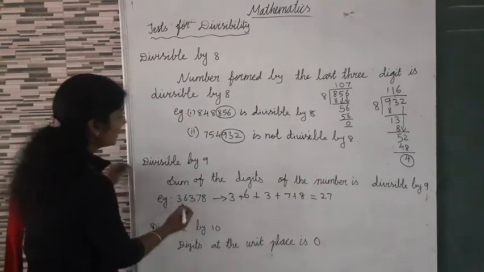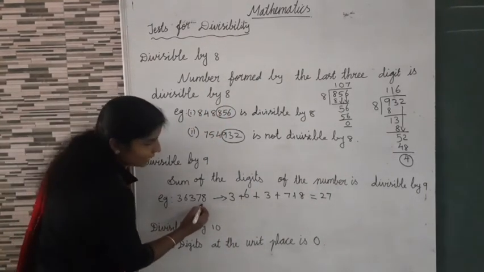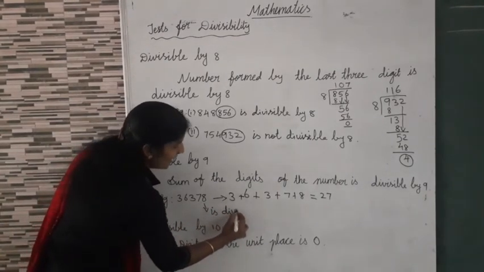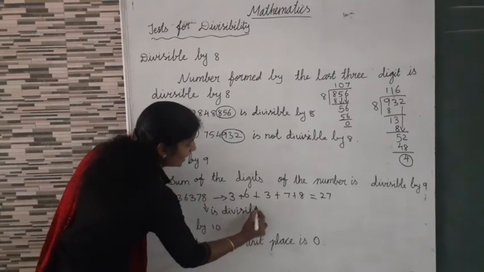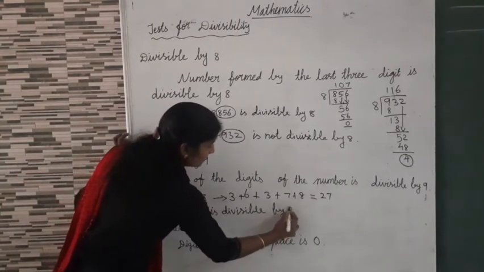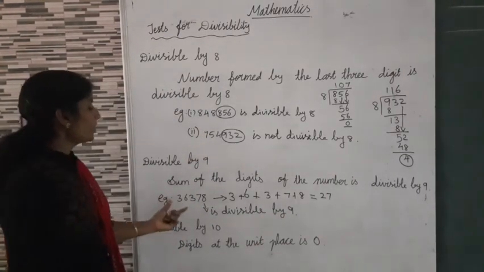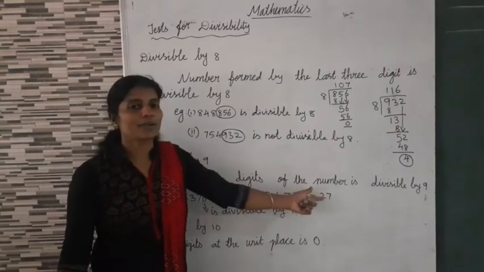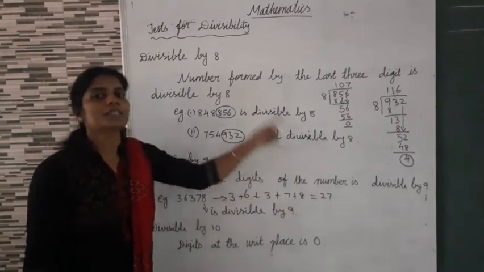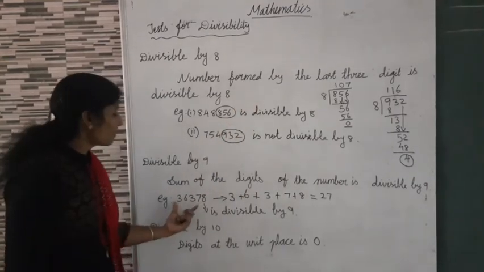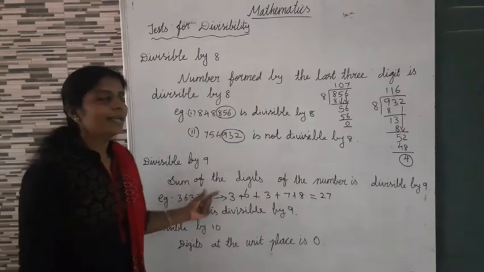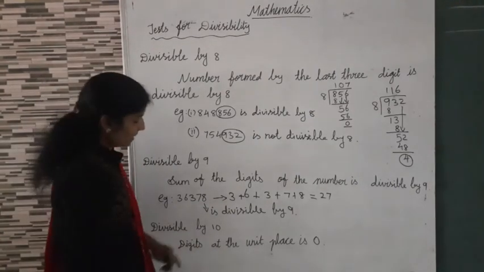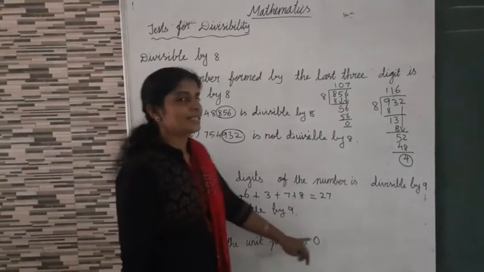So 36,378 is divisible by 9. Okay, divisible by 9. Are you clear? First we want to add all digits. That answer is 27. If that sum is divisible by 9, it means the number is also divisible by 9. Okay. Now next one, divisibility by 10. The digit at the unit place is 0.